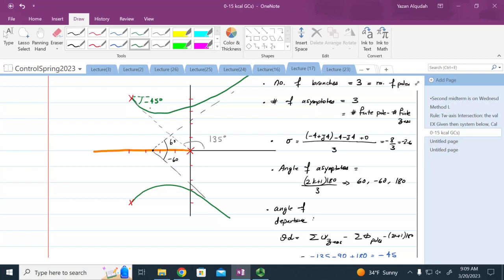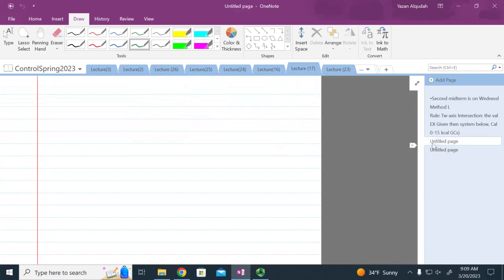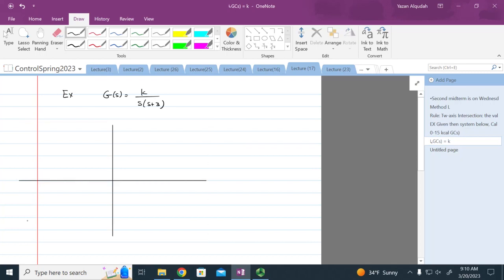Okay, let's do another example. Let's do one that is quick. So this one, G(s) is equal to k divided by s times (s plus 3). So we're going to plot our axis. We're going to label the open loop poles and zeros. We have a pole at the origin, and we have a pole at negative 3.